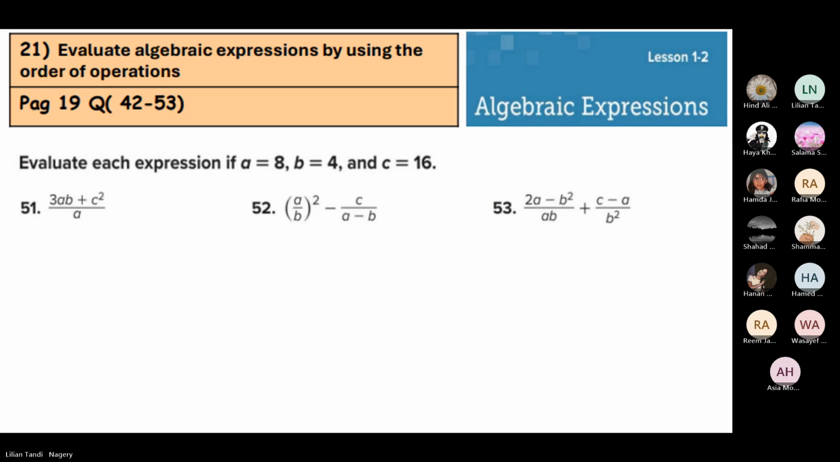Number 51. Who wants to do? Me. Okay, do. 3 parentheses 8 close parentheses, parentheses 4 close, plus 16 squared over 8. Okay. Continue.